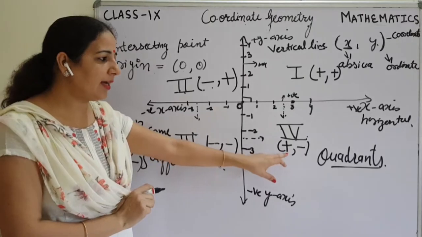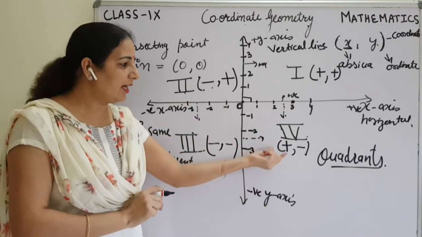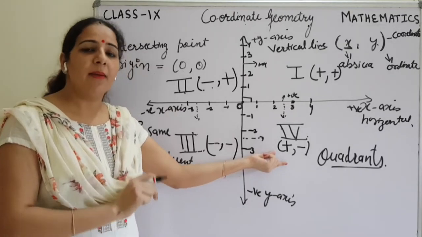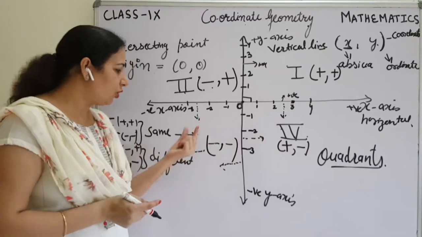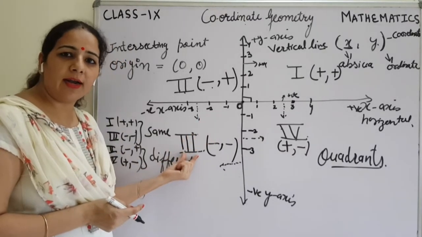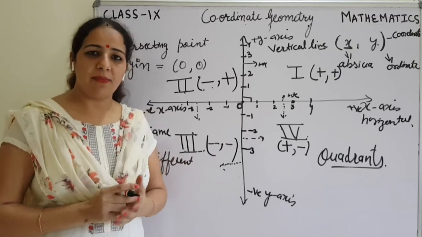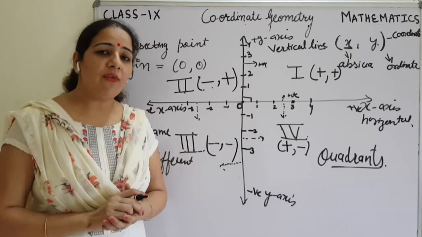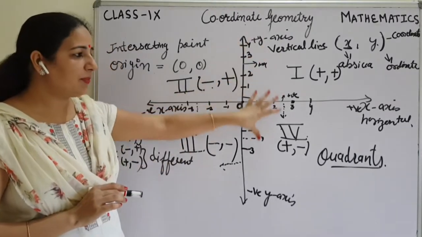And the fourth quadrant is plus minus. So if the point is (3, -7), then it will lie in the fourth quadrant. (-3, -7), both have the negative sign, so they will lie in the third quadrant. And the second method is also this: we can tell the same answer by plotting the points. So how will we plot the points? That I will tell you now. So I think this point is clear.